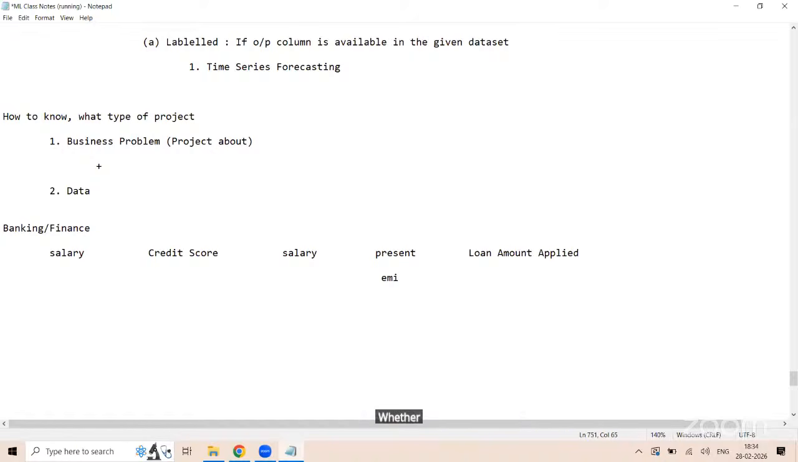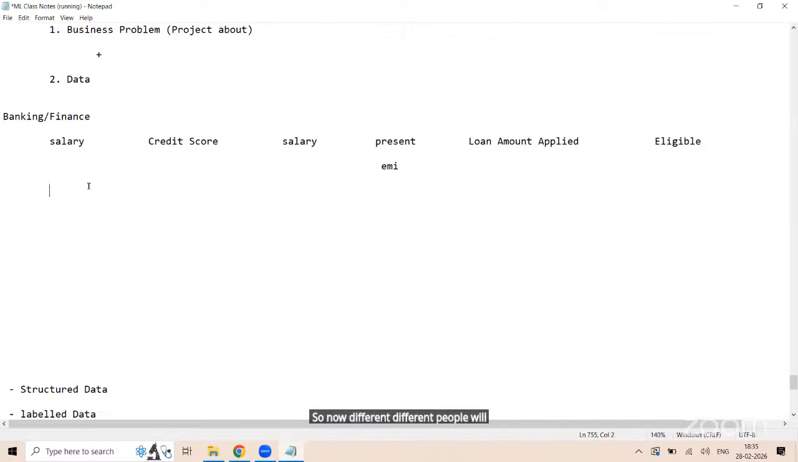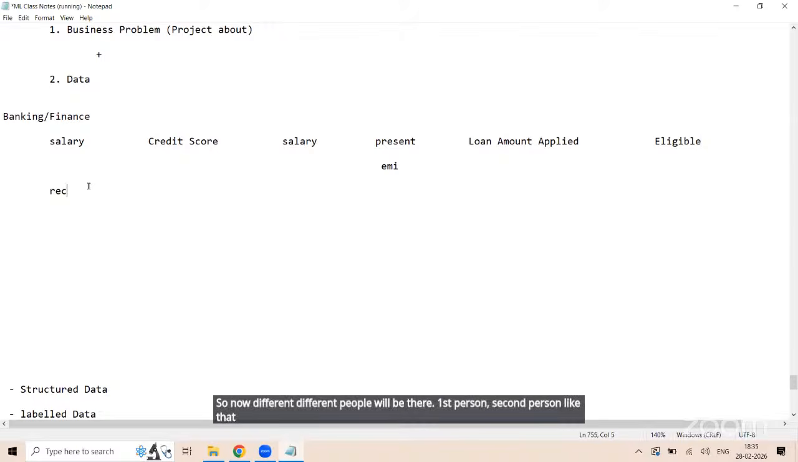Whether the person is eligible for the loan or not. So now different people will be there: first person, second person, like that. We are going to have multiple records.